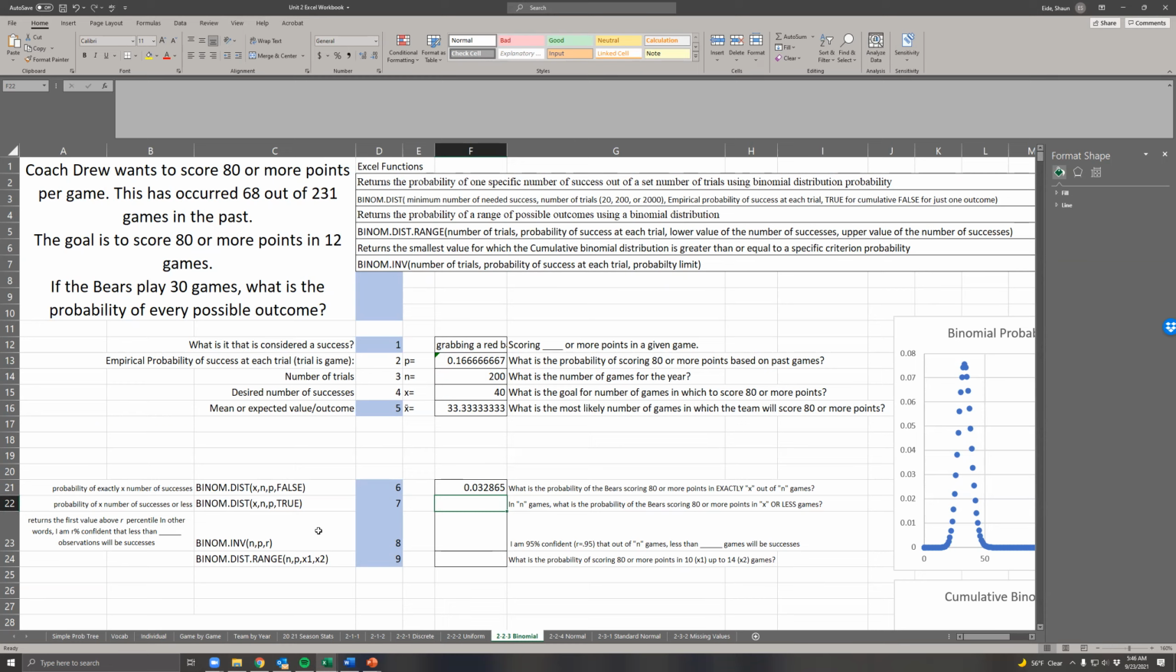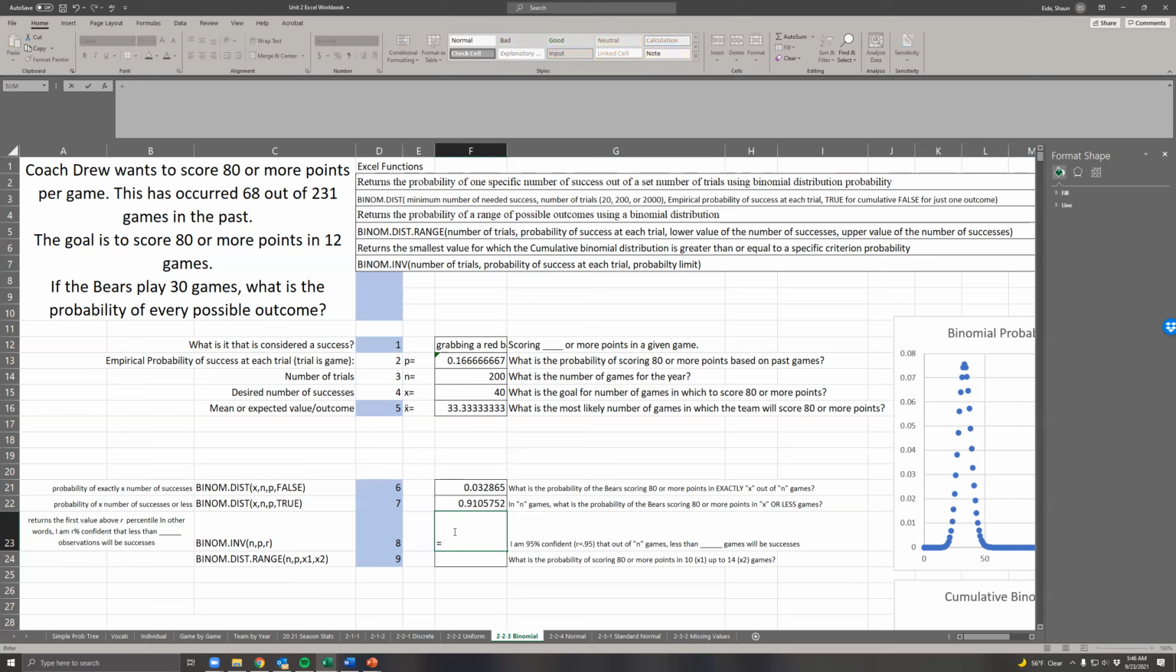Okay. Binom.dist. So for 40 or less, we're going to do the exact same thing, binom.dist. Then we'll do x, n, p, and then true. And this gives us 40 or less. So the probability of 40 or less is going to be 91%, or 0.91 technically is the probability.